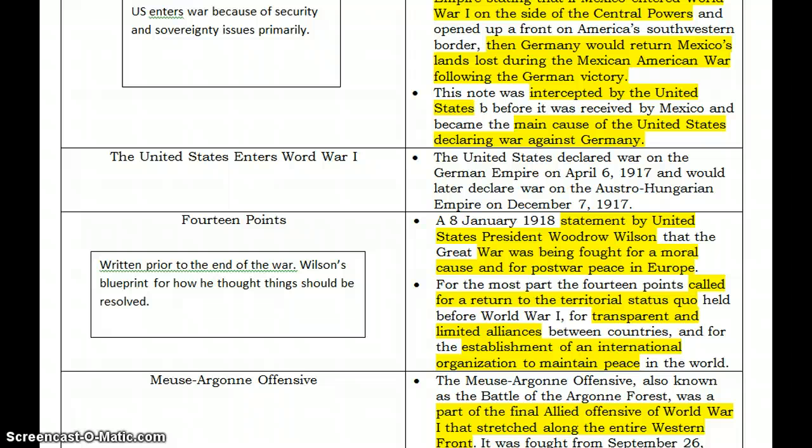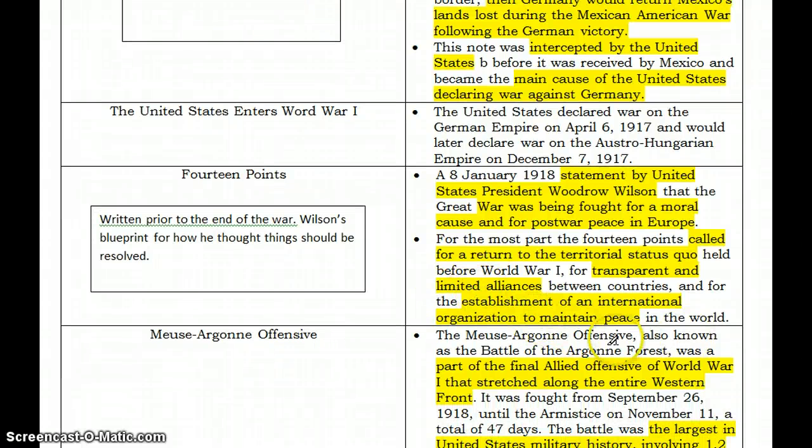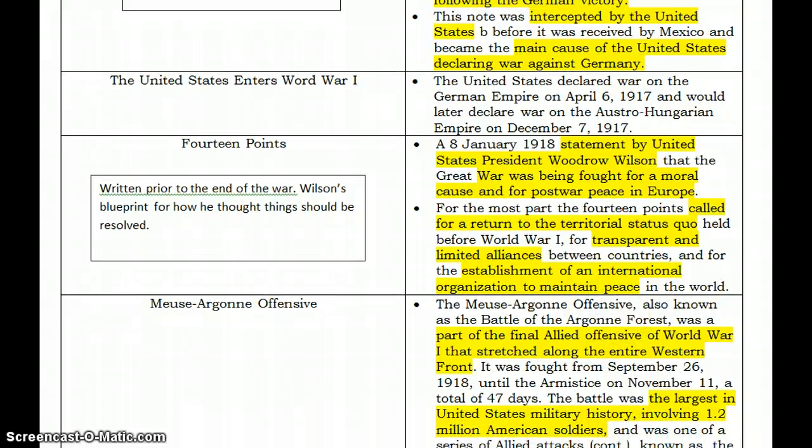And so Wilson writes the 14 points prior to the end of the war. It's his blueprint for how he thinks things should be resolved.